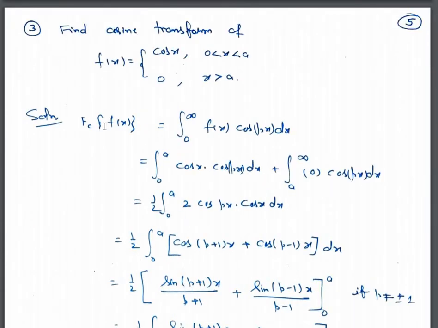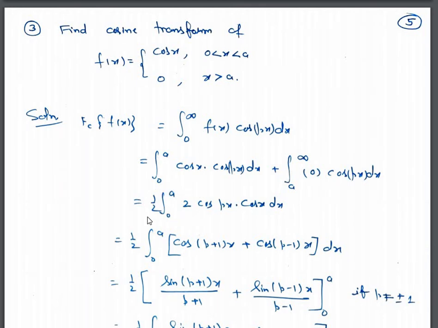Let's take the third example. Find the cosine transform of f(x) equal to cos x when x lies between 0 and a, and 0 when x is greater than a. So the Fourier cosine transform of function f(x) is given by integral 0 to infinity f(x) into cos px dx. Break 0 to infinity into 2 parts, 0 to a and a to infinity. Between 0 to a, f(x) is cos x, so this is integral 0 to a cos x into cos px dx, plus integral a to infinity, where f(x) is 0, so 0 into cos px dx, so this term is 0.